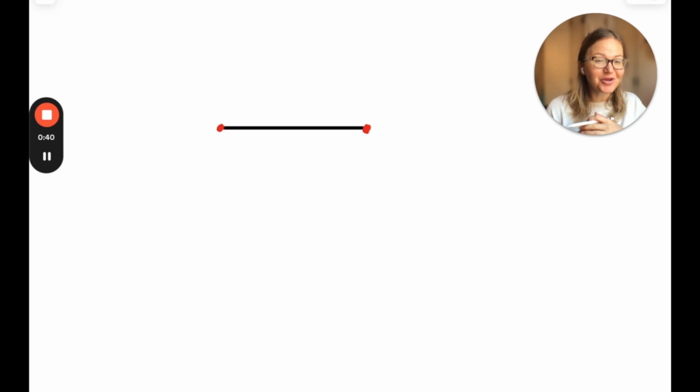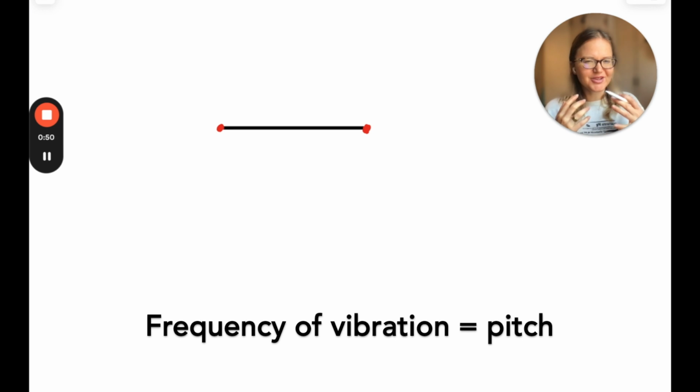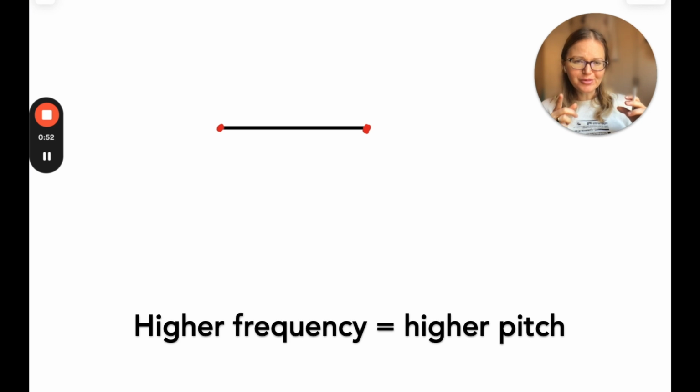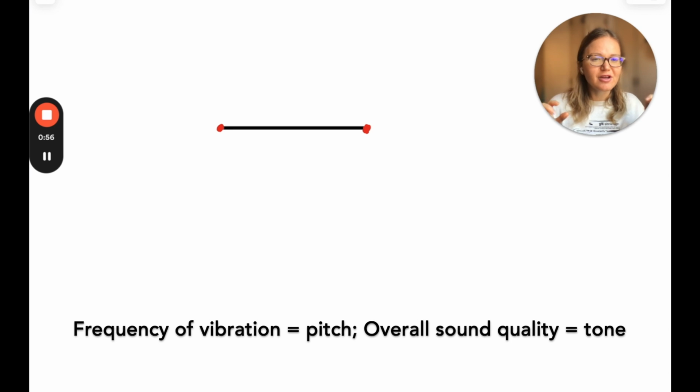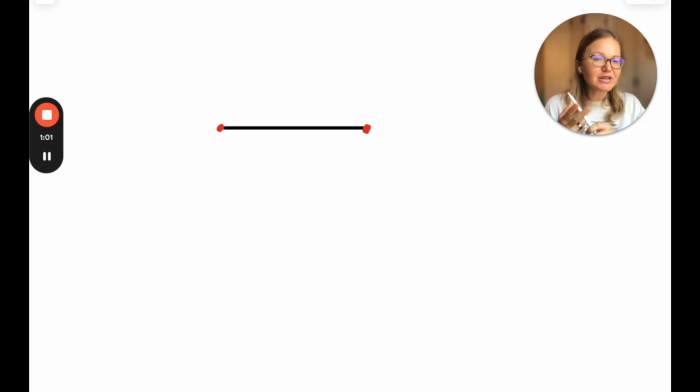And then depending on what frequency those vibrations are happening at, we hear that as pitch, the pitch of a musical note. And don't get that confused with tone, which is a little bit different. Tone has to do with the overall quality of the sound. So that includes things like frequency, but it also includes things like what kind of material you're using for the instrument, the type of string you're using, the thickness of the strings, and a bunch of other factors as well that contribute to the overall quality of the sound.